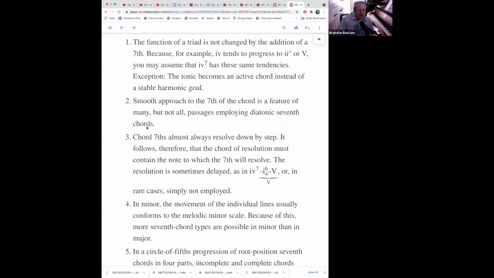Exercise 15-1, C1. What key are we in? Oh, they gave it to us right there. B minor. Analyze the chords in the following excerpts. Comment on the voice leading involving any of these chords discussed in the chapter.